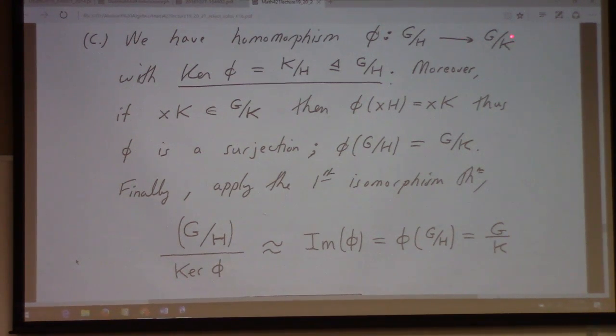So we have a mapping from there to there. The kernel is this, which is a normal subgroup of G mod H by our theorems. And it's easy to see it's a surjection, right? If you pick anything in here, then xH maps to that. So it's surjective. This was not hard, right?